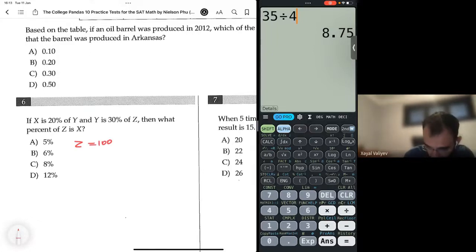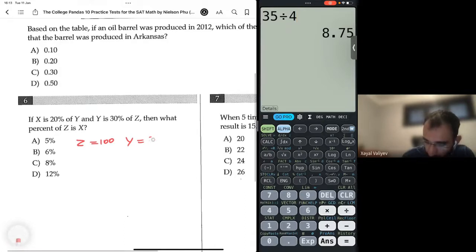Just a number. Okay. If z is 100, for the percent, it doesn't matter actually. You can take 1 or 2 or 100. If y is 30% of z, that means y is 70. Okay, and then x is 50.